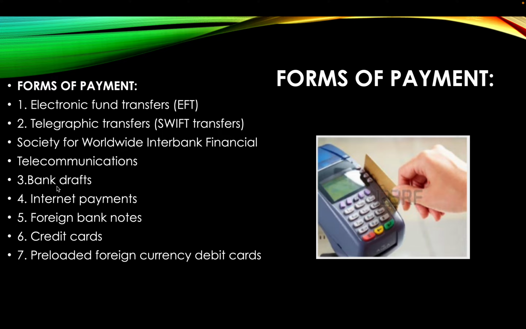So the third one will be the bank draft. We will talk about the inside of it. The international payments: what are we using when you say international payment? The foreign banknotes, EAP, the credit card, and the preloaded foreign currency debit card. So there are 7 of them, so it's important to know all of the 7 of them and also be able to differentiate in terms of what they differ in.